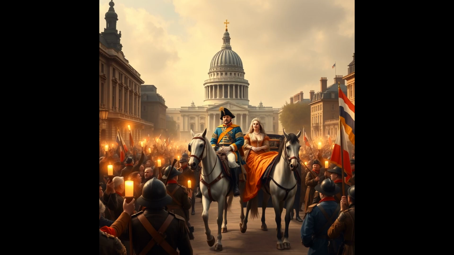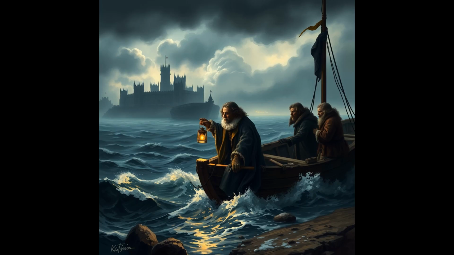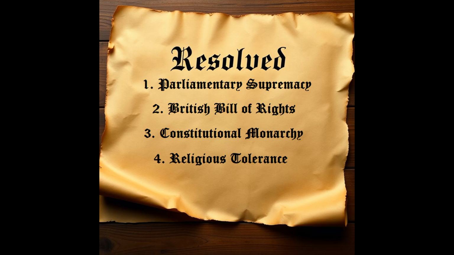In 1688, a group of Protestant nobles invited William of Orange and his wife Mary, the Protestant daughter of James II, to assume the English throne. William landed in England with an army, and James II fled to France, marking what became known as the Glorious Revolution. This transition was largely bloodless and established several critical precedents. Parliamentary supremacy: the monarchy could no longer rule without parliamentary consent.